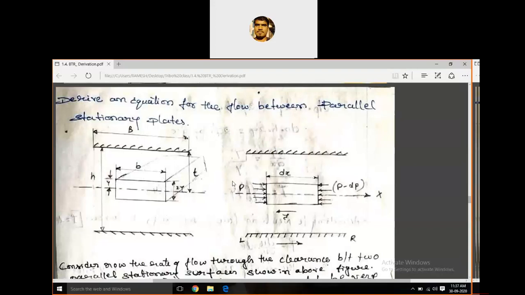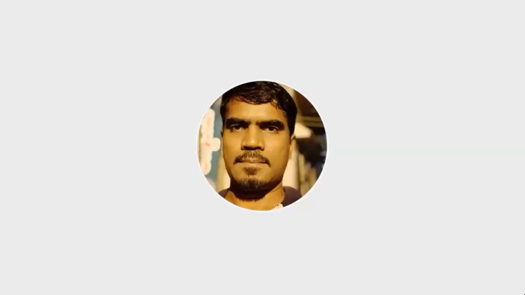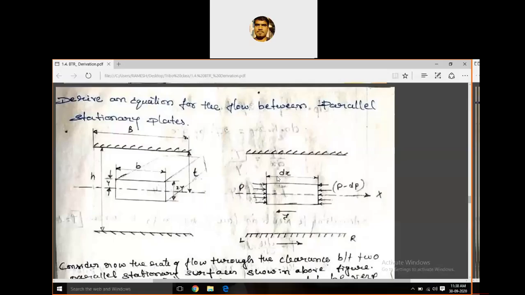Here we made some assumptions. The first assumption is that the pressure on the left side is higher than on the right side, so the flow is from left to right. Second, the flow is steady and laminar; there is no turbulence. The fluid is incompressible. The fluid fills the clearance completely and the pressure across the clearance is constant.